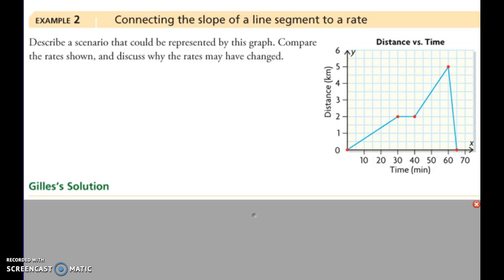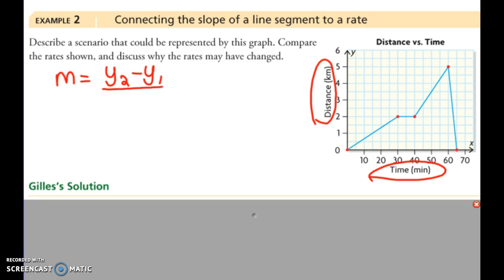Moving to example 2, it says, describe a scenario that could be represented by this graph. Looking at this graph, this is time in minutes, and we're talking about distance in kilometers. It says compare the rates shown and discuss why the rates may have changed. So we should probably find the slope of the line. If we remember from our previous chapters, we found the slope of the line by using the 2-point formula: y2 subtract y1 over x2 subtract x1 will give us the slope of the line.